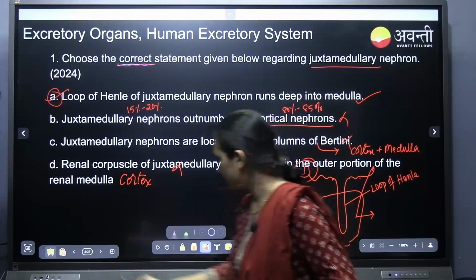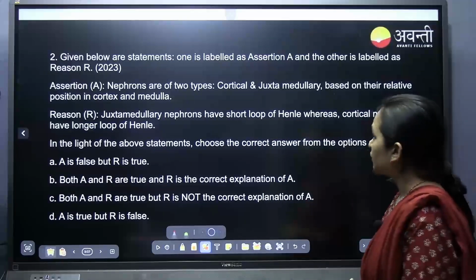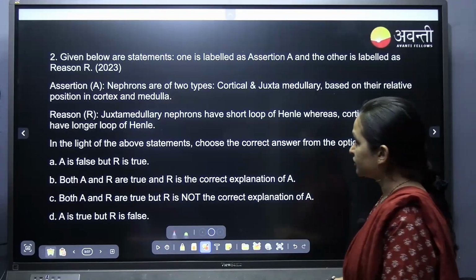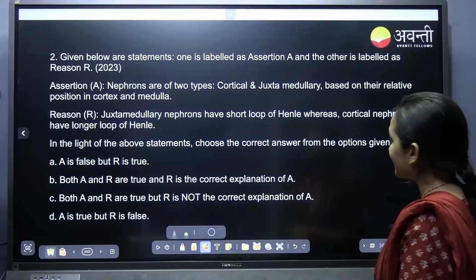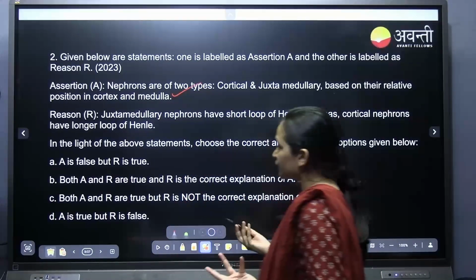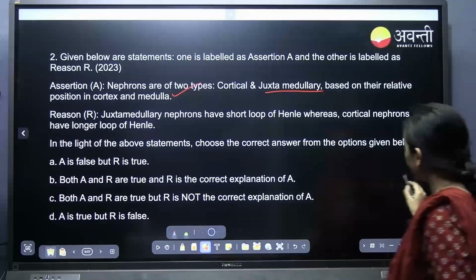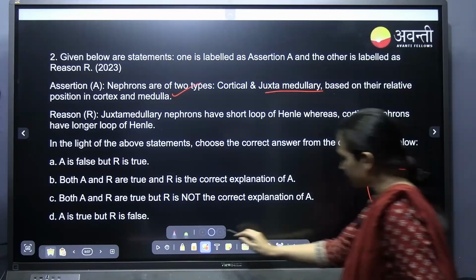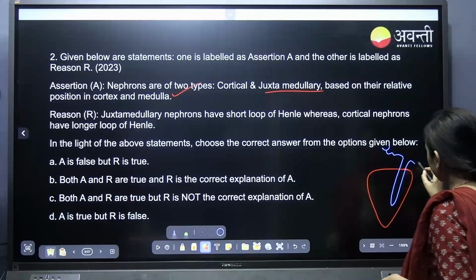Yes. Thank you. So, question number 2. Given below are statements, one is labeled as assertion and another is labeled as reason. Assertion: nephrons are of two types, cortical and juxtamedullary, based on their relative position in the cortex and medulla. Yes, correct, right? Just now we discussed it. If this is the medullary pyramid, the juxtamedullary nephrons will be deeply embedded like this.